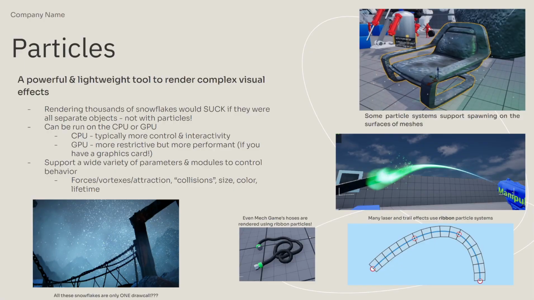These can be run on the CPU or the GPU. CPU generally gives you more control. You have more access to game data. But it is a little bit more costly if you are running on PC, I believe, because you have a graphics card available that you're not really using to its full extent. Whereas on the GPU, we're a little bit more restrictive. Oftentimes, GPU particle effects have bounds that they're only allowed to work within, but they tend to be more performant if you have a graphics card.